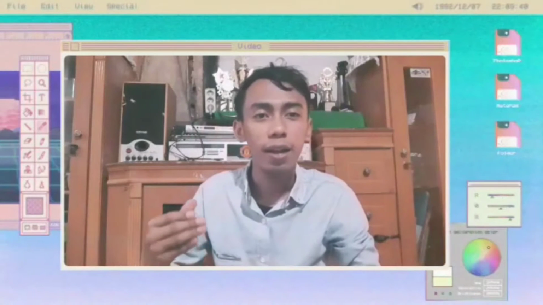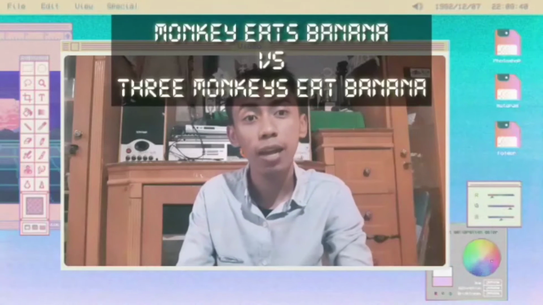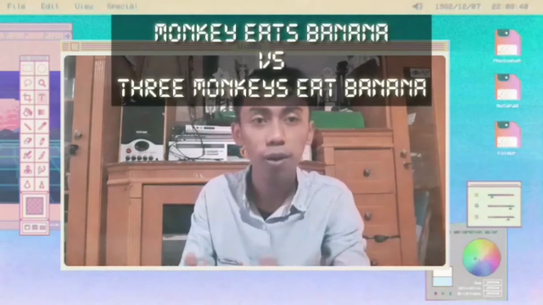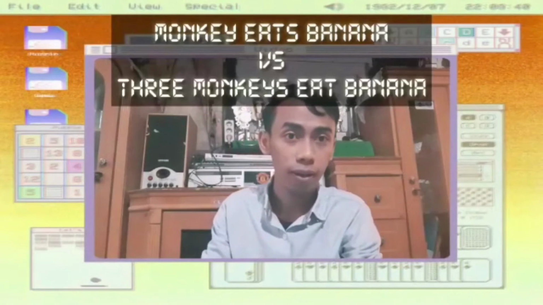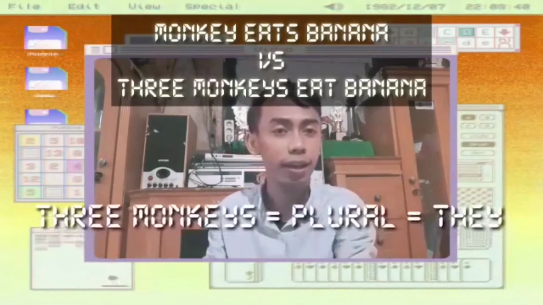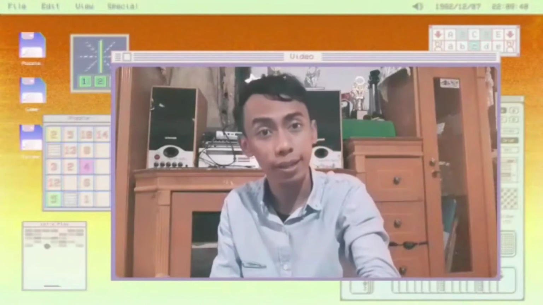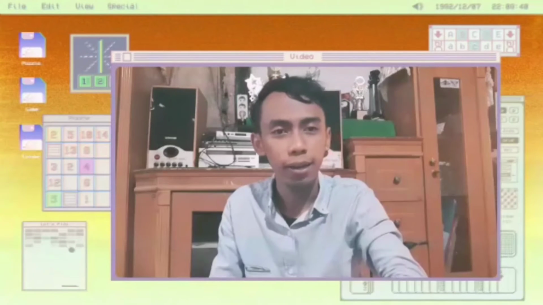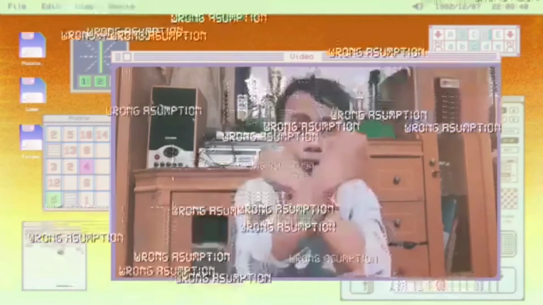For example, a monkey eats banana. We change that to 3 monkeys eat banana. There is no s there because 3 monkeys is plural. It is represented by they in pronoun. Many people think that if we put s in the subject, like monkeys, there will be an s in the verb too, like 3 monkeys eats. No, that's a wrong assumption.